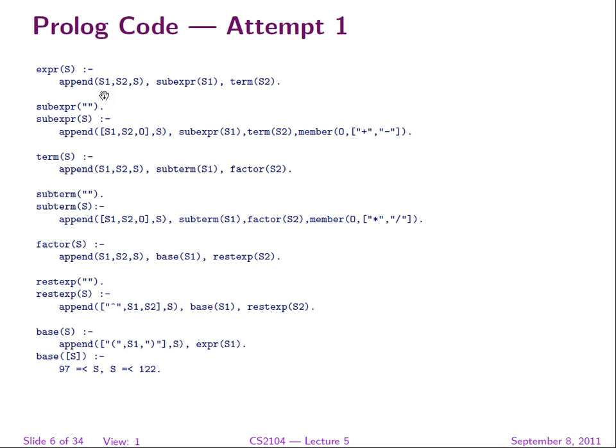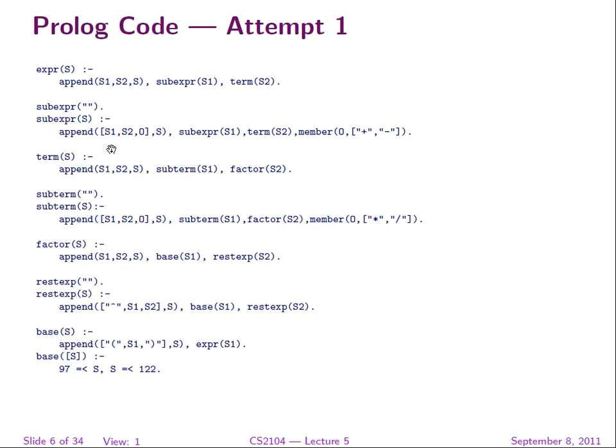The second rule says sub-expression accepts the empty string, which is also the empty list, right? Then we keep going, right? So sub-expression accepts the string S, right? If sub-expression accepts S1, term accepts S2, there's some O that is either plus or minus, and then S1 appended with S2, appended with O, returns S.